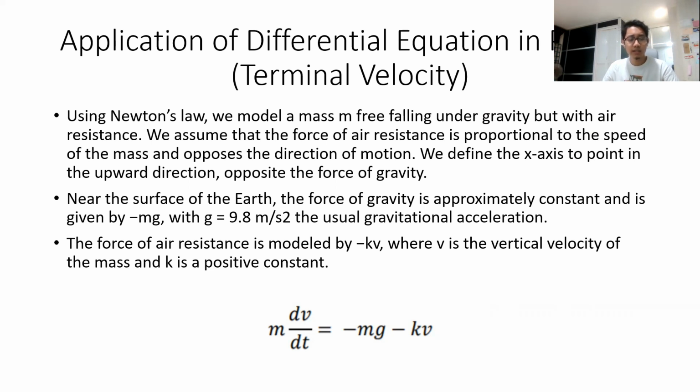And here we have m dv/dt. Here actually mv is our momentum. So when we differentiate v over t, we get dv/dt, which is velocity differentiated against time, and equal to negative mg minus kv, which is our formula.